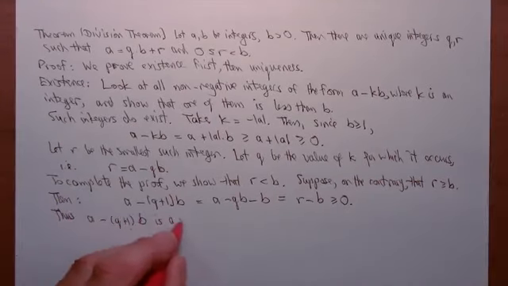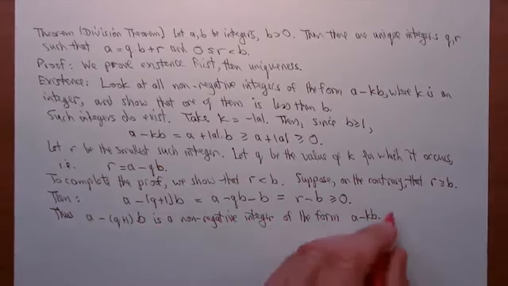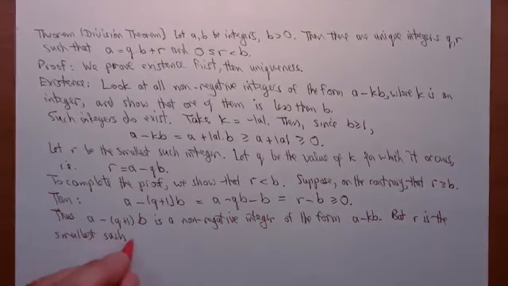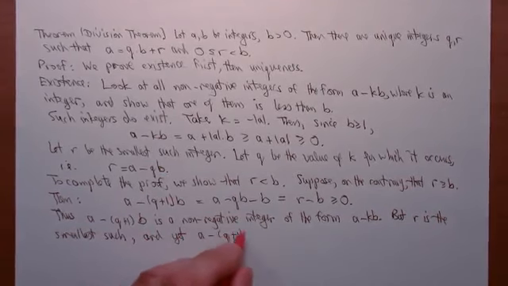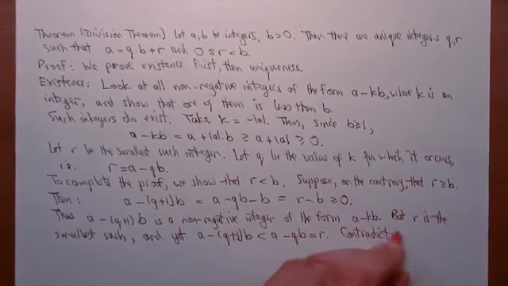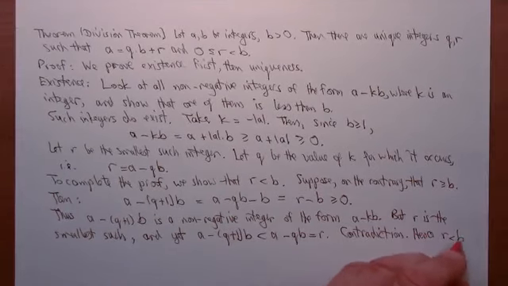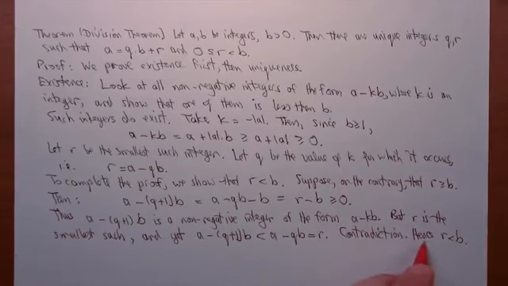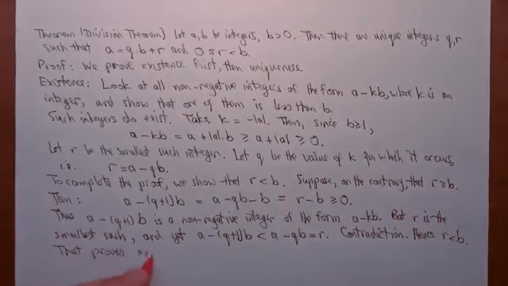Thus, a minus (q plus 1)b is a non-negative integer of the form a minus kb. But r is the smallest such. And yet a minus (q plus 1)b is less than a minus qb, which is r. And that's a contradiction. If r is the smallest such, we can't find a smaller one. There's a contradiction. Hence r is less than b, because we obtain that contradiction on the assumption that r is greater than or equal to b. And that proves existence.